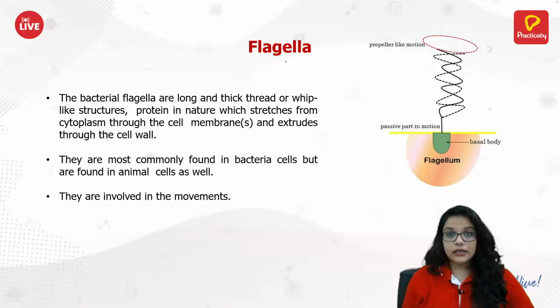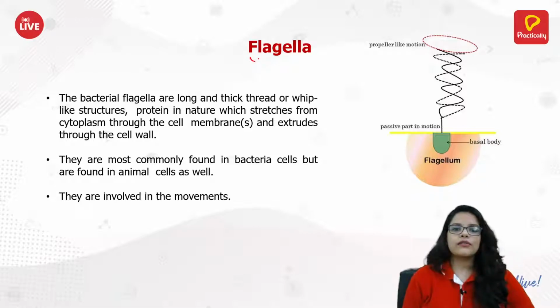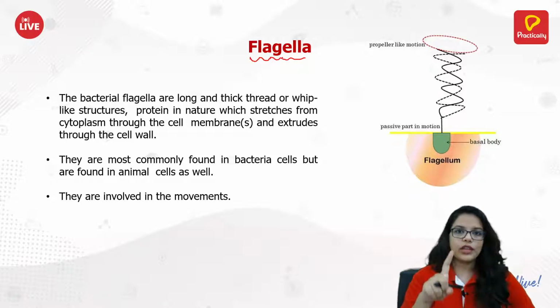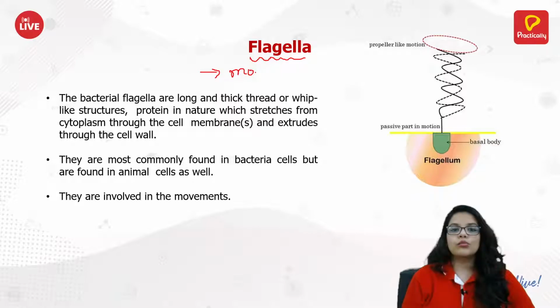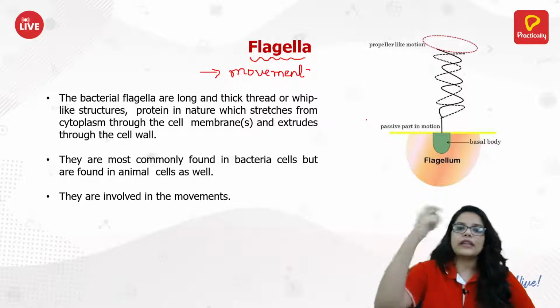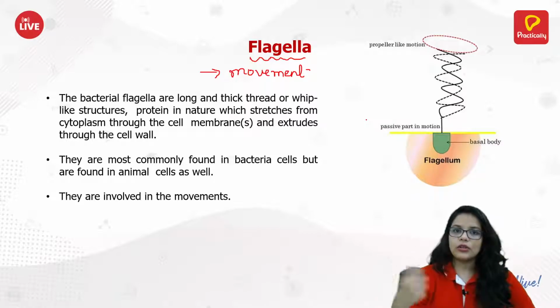The last thing which you can see is the flagella. Mostly you can find only one flagella. And this is one of the most important appendages for movement. What it does, it is actually a thick whip-like structure. We have whips, right? So they are whip-like structures.